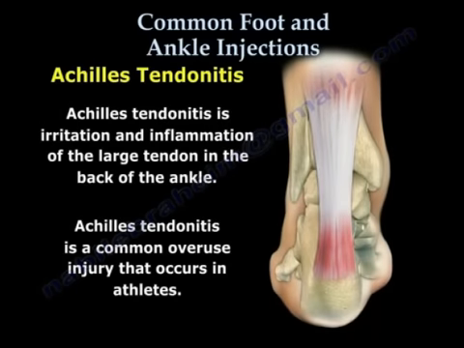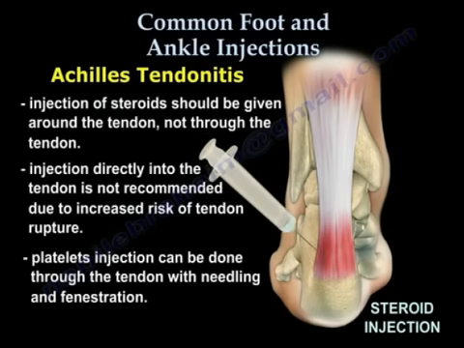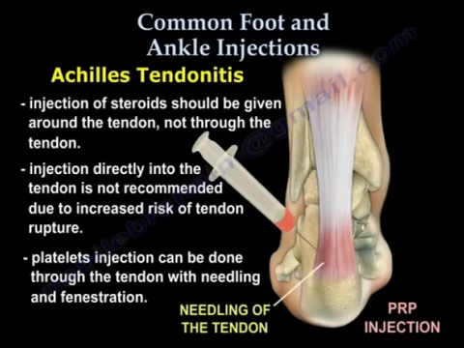Achilles tendonitis. Achilles tendonitis is irritation, inflammation of the large tendon in the back of the ankle. Achilles tendonitis is a common overuse injury that occurs in athletes. Injection of steroids should be given around the tendon and not through the tendon. Injection directly into the tendon is not recommended due to increased risk of tendon rupture. However, platelet injection can be done through the tendon with needling and fenestration.